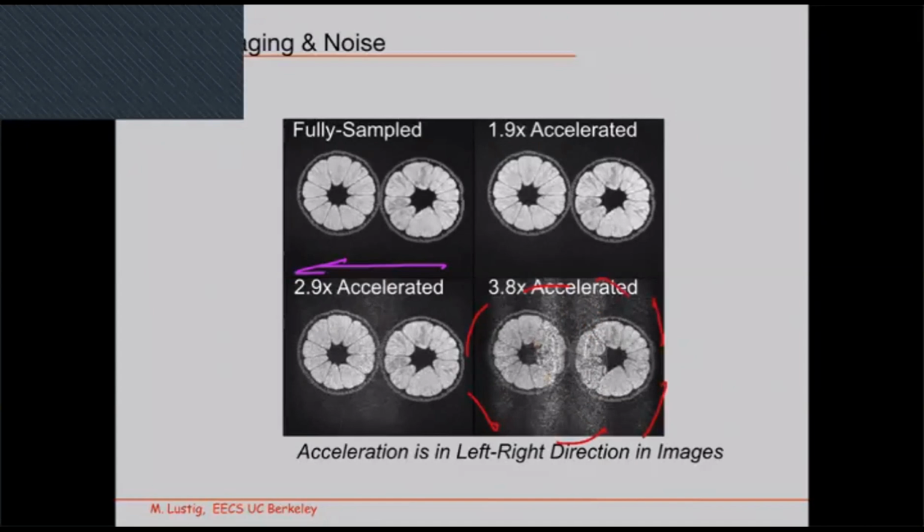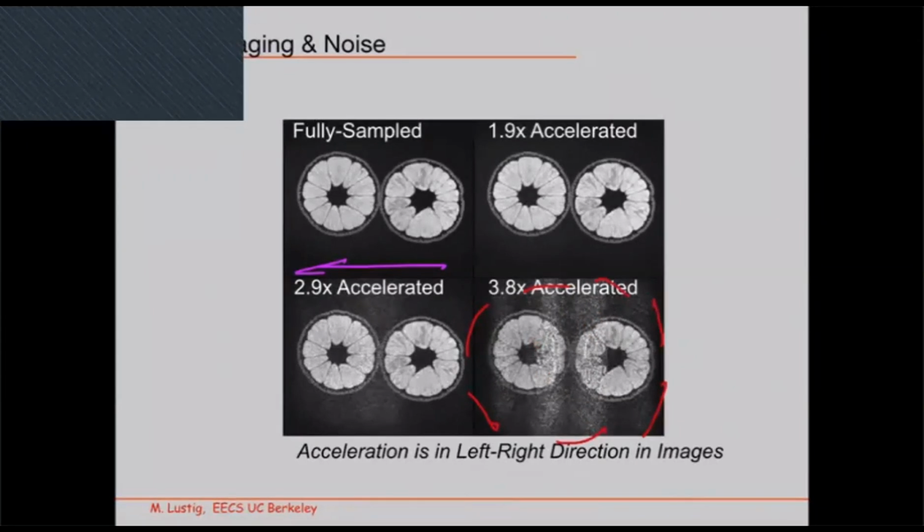And these numbers of acceleration, 1.9 or 2.9 or 3.8, would the technician have prescribed, oh, I want an acceleration of 3.8? Yeah, you just, that's a field on the GUI? Yep.